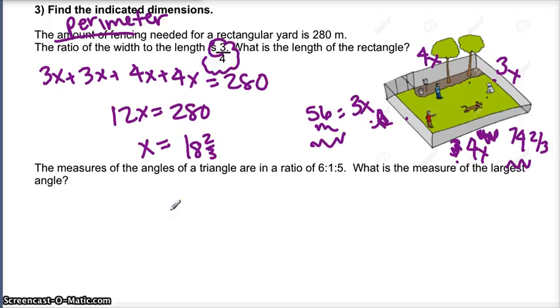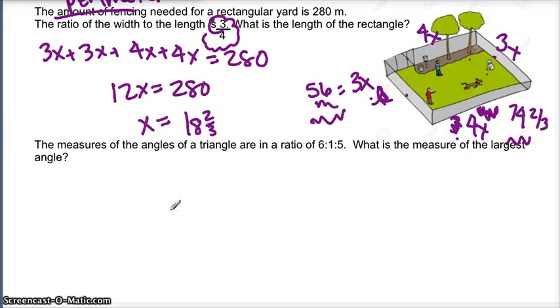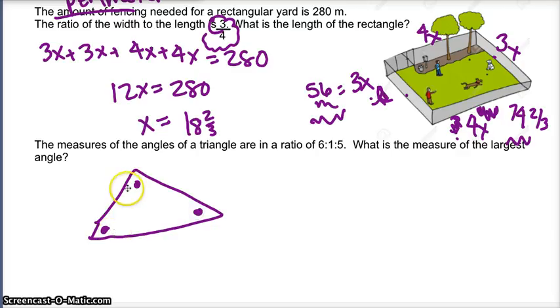The next one says that the measures of the angles of a triangle are in a ratio of 6 to 1 to 5. So thinking about a triangle, it has 3 angles. It's saying that if we compare this angle and compare this angle and compare this angle, essentially the extended ratio, which is kind of like a fraction, can all be reduced to 6 to 1 to 5. So this has 6 times a number, 1 times a number, and 5 times a number. So all of these have the same number in common. So if you were to take out that common number, you would compare 6 to 1 to 5.